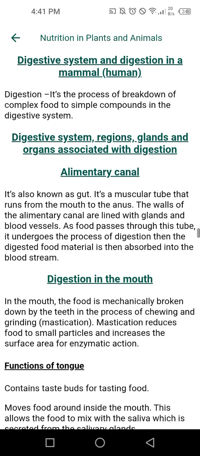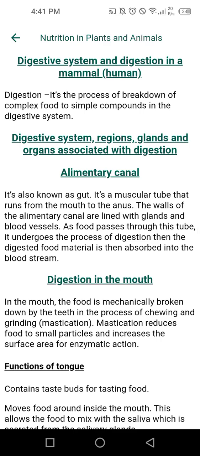Digestive system and digestion in a mammal, human. Digestion, it's the process of breakdown of complex food to simple compounds in the digestive system. Digestive system, regions, glands and organs associated with digestion. Alimentary canal. It's also known as gut. It's a muscular tube that runs from the mouth to the anus.